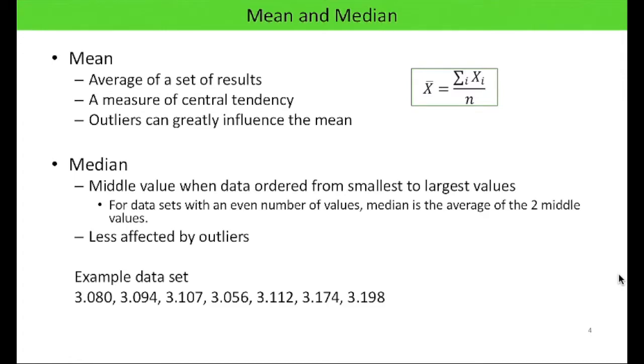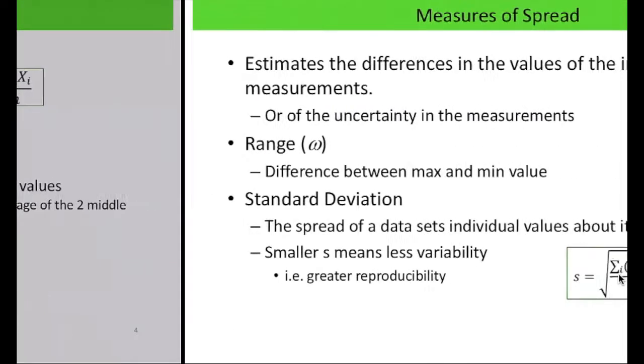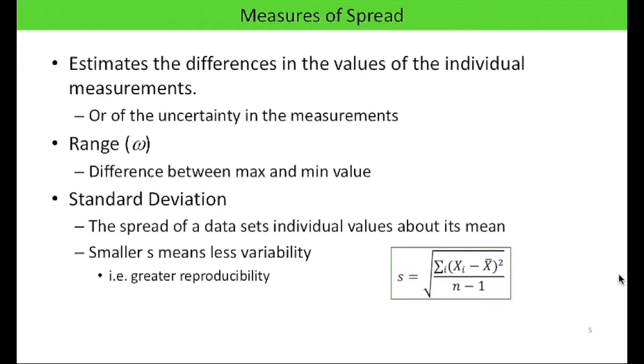In lab and in most of this class, the average is what we're going to be using. Another way to measure the uncertainty in a measurement is to measure the spread, or the differences in the values of individual measurements, so the difference between the highest value and the lowest value.